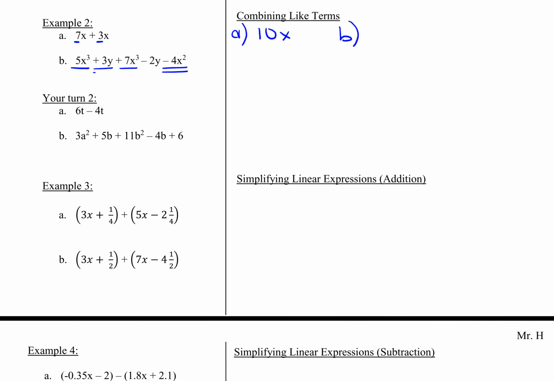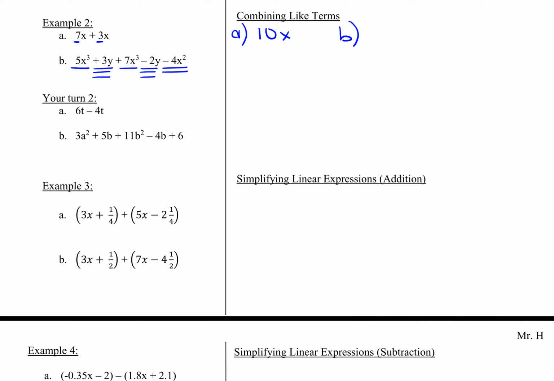And then I've got 3y and negative 2y. So I'm only going to combine the terms that have the same underlines. If you want to use boxes, circles, or squiggly lines, whatever works for you to be able to sort them out as you are combining your like terms works fine.